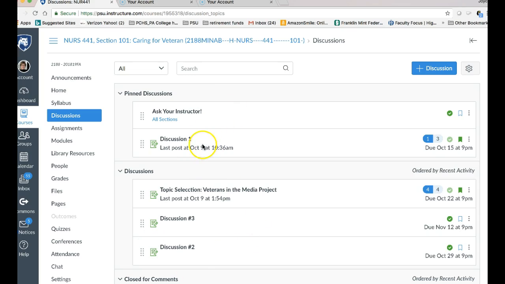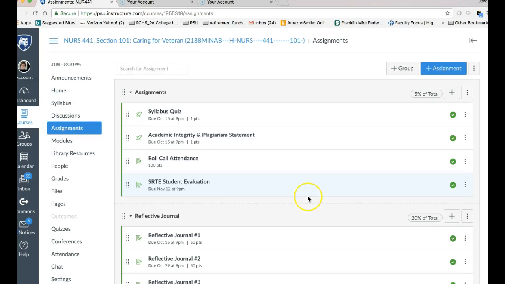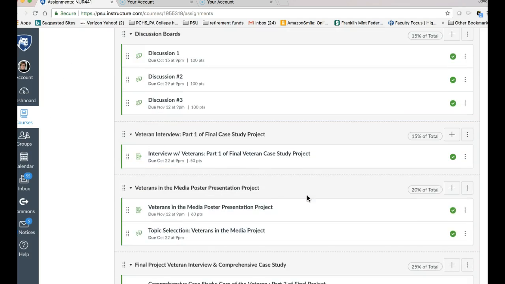Here's the discussions. Apparently, a few people have already participated in discussion 1, and you will see it here. Topic selection. I will discuss that when you hear me talk about the projects, but this is where you will include your topic selection. So let's go back to assignments. So now I discussed that there will be discussion questions 3 and reflective journals 3.